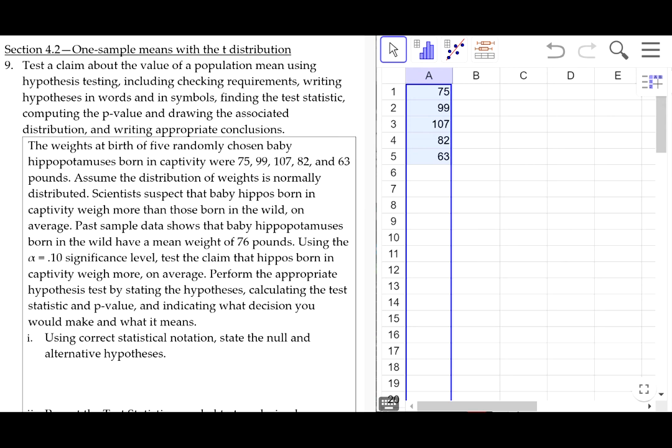Perform the appropriate hypothesis test by stating the hypotheses, calculating the test statistic and p-value, and indicating what decision you would make and what it means. So part 1 says, using correct statistical notation, state the null and alternative hypotheses.